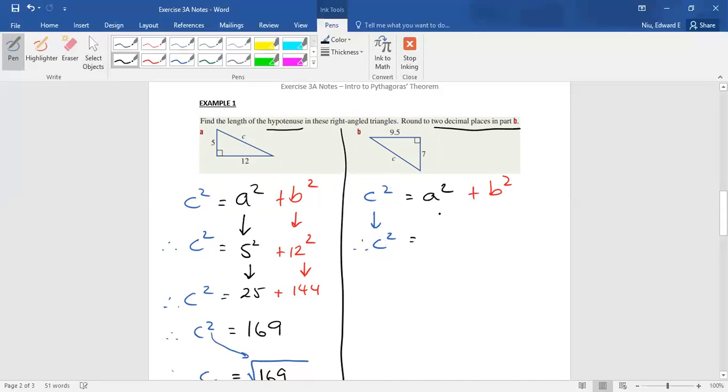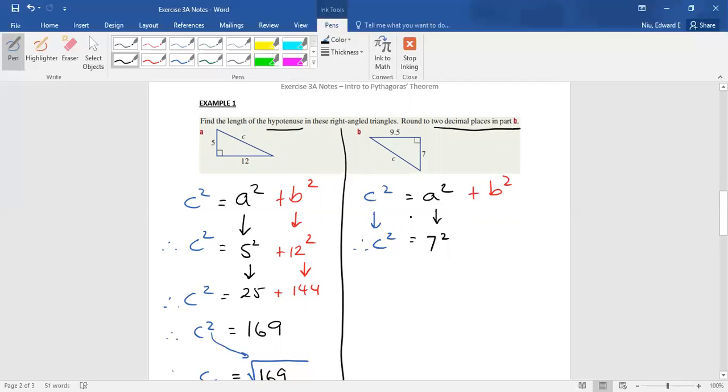Again, the A and B doesn't matter, but just for consistency's sake, we'll say the shorter side is A. So let's say this is 7 squared. Why doesn't it matter? Because if you were to sub 12 back here, it'll be 12 squared plus 5 squared, which is 144 plus 25, which doesn't make a difference.